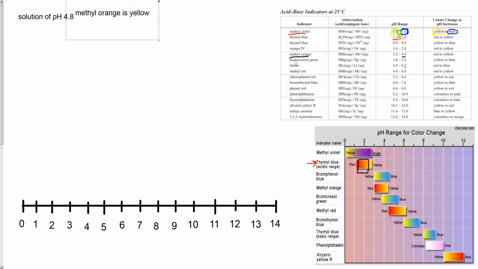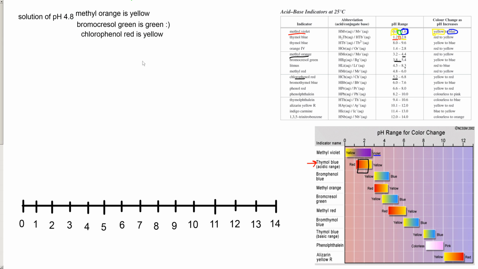If we look at the next one down, bromocresol green has a pH range from 3.8 to 5.4. Below 3.8, it's yellow. Above 5.4, it's blue. Since 4.8 is in the middle there, that would indicate to us that it'll be an intermediate color. So we can say bromocresol green is green. One more just to drive the point home. If we look at chlorophenol red right here, the color when the pH is below 5.2 is yellow. So we can conclude that chlorophenol red is yellow.